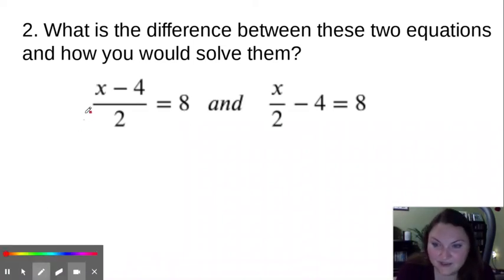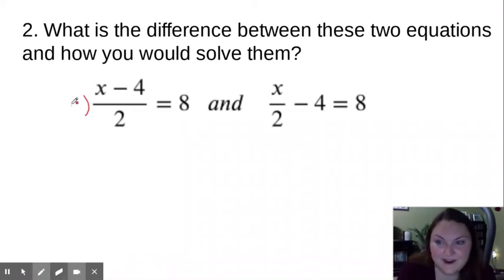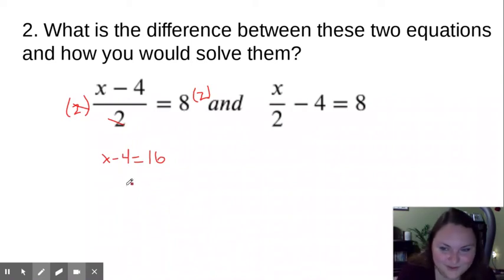Or alternatively, you could just come in and say, to get rid of that fraction, we're going to multiply by 2. It is much harder to write with my finger. Multiply by 2. When you do that, these 2's would cancel out, which would leave you with x minus 4. And then on our other side, we would have 8 times 2, which equals 16. And then from there, you could solve. You could add 4 on both sides, and we would get our answer as x equals 20.